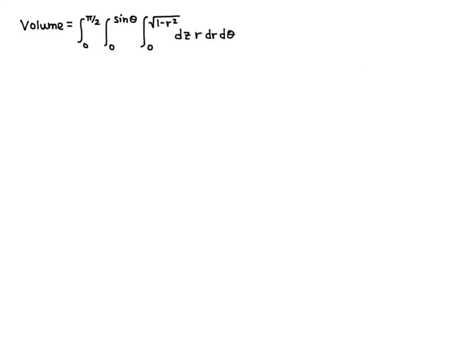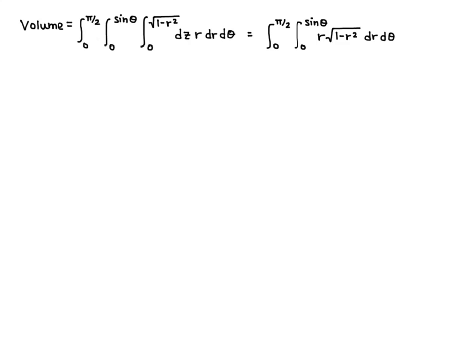Okay, so here's our integral. We have a whole slide to work through it. The first thing I want to do is integrate with respect to z. Since I don't have any z function, the integral is just z, and I plug in my upper and lower bound. And so I end up getting r times the square root of 1 minus r squared as my new integrand.